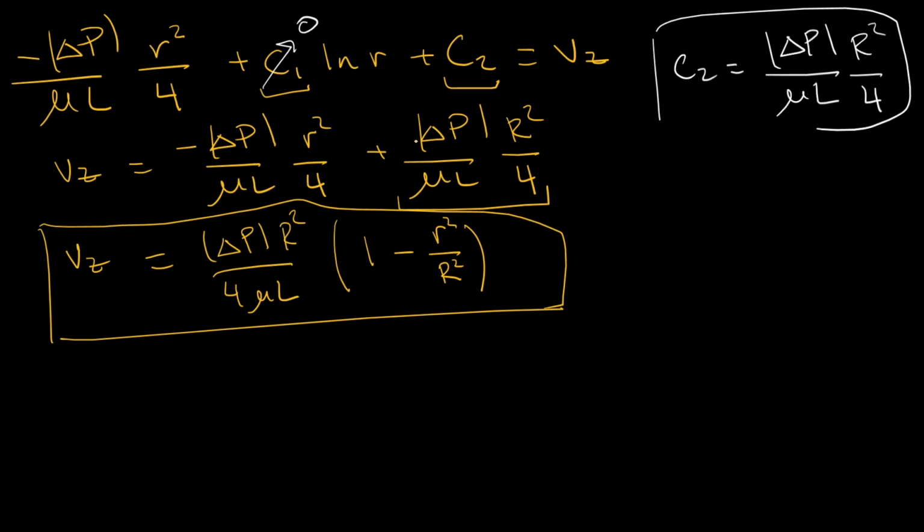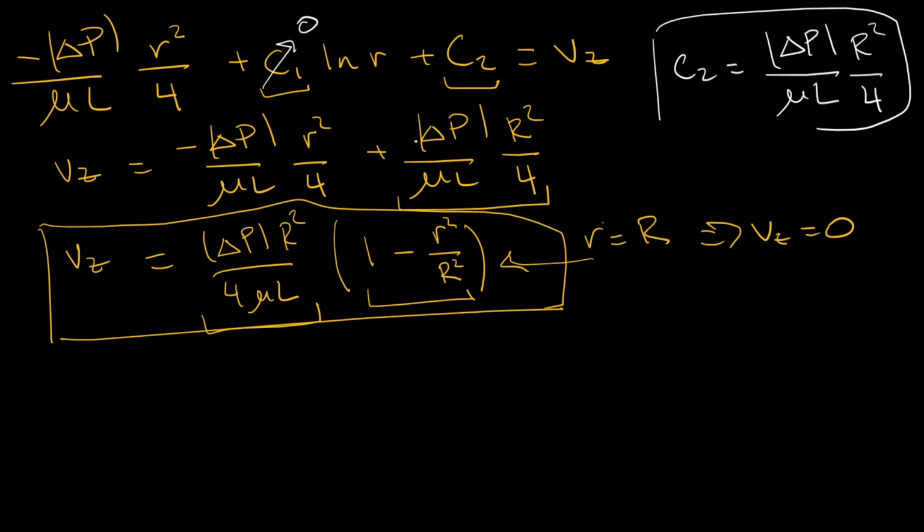We can group it into this dimensionless group over here, and this group here that has dimensions of our velocity. So first we can check to make sure this makes sense. So if we plug in r is equal to capital R, this term in parentheses right here goes to 0. So that means our velocity in the z direction is equal to 0. So that does satisfy our boundary condition.